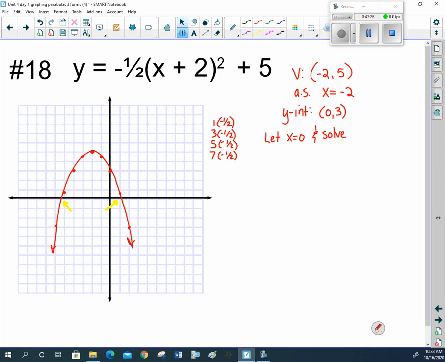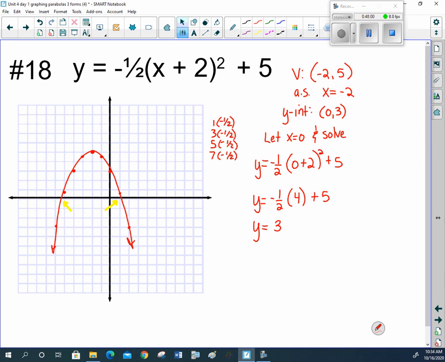So I already know what the answer is, but I'm going to do this so you can see how that works. I'm going to do y equals negative 1/2, let x equal 0, and solve that. Order of operations says you have to do the parentheses first. So 0 plus 2 is 2. Then you have to do the power. 2 squared is 4. So you're doing negative 1/2 times 4, which is negative 2, plus 5 is 3. And see how we got 0, 3?